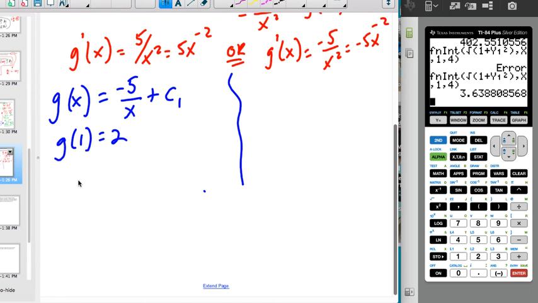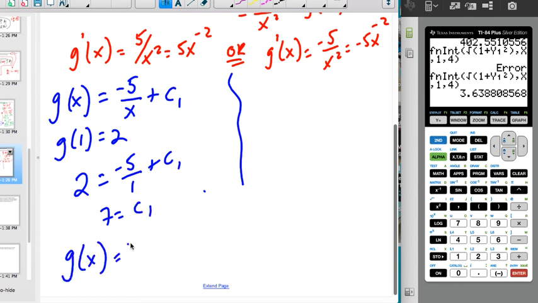So if I plug in 1, I'm supposed to get 2. So 2 equals negative 5 over 1 plus c. I'm pretty sure my c sub 1 is 7. So the first option for g of x is negative 5 over x plus 7.